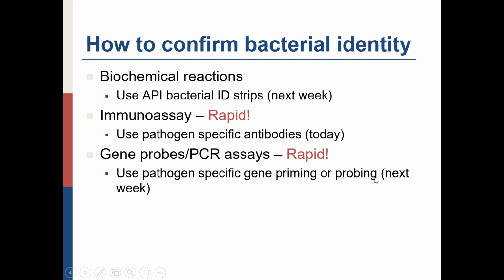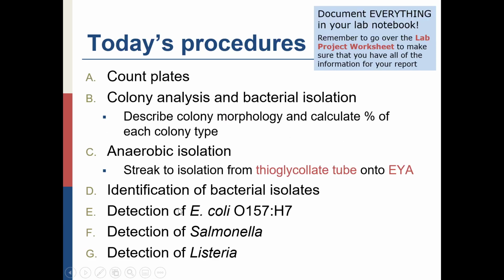There are a few ways that we're going to be able to confirm a bacterial identity. We have our biochemical reactions, which are the API bacterial ID strips, which will be next week. Then we have immunoassays, which use pathogen-specific antibodies. And then we have gene probes, or PCR assays, which use pathogen-specific gene priming or probing.